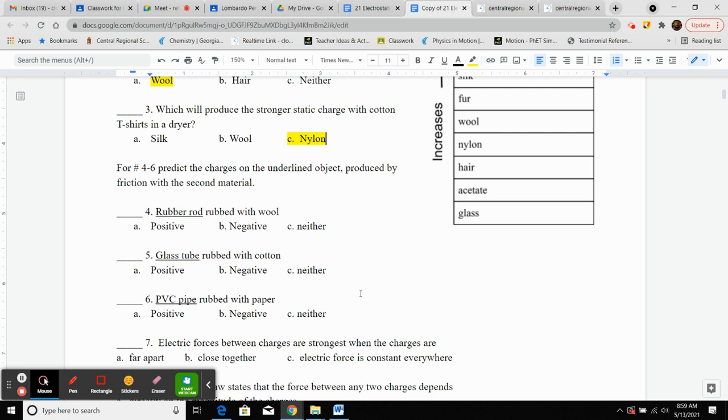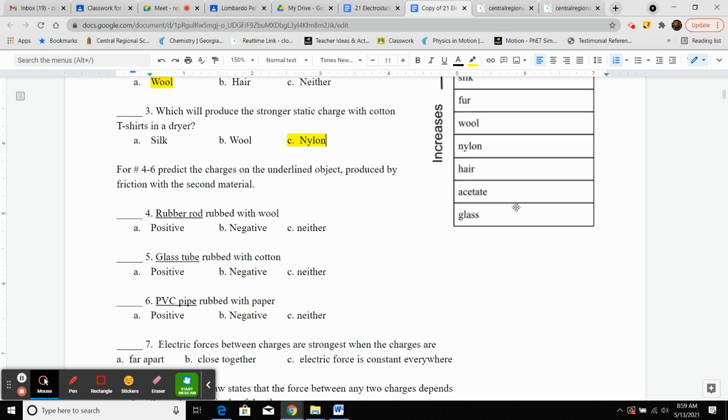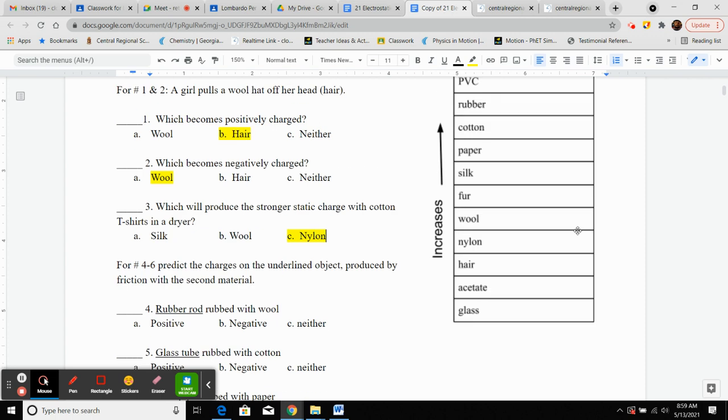4 through 6. Predict the charges of the underlined object. Okay, so rubber rod that is rubbed with wool. Rubber is up top here. Wool is below it. So yeah, the rubber rod is going to become negative.